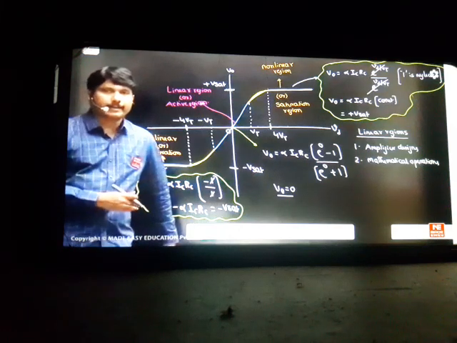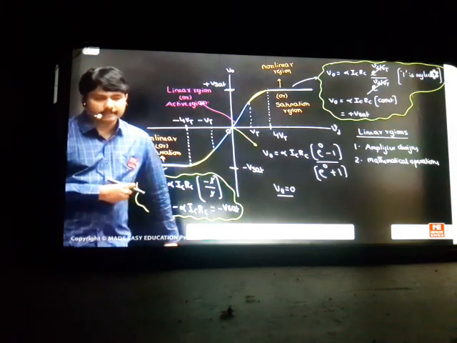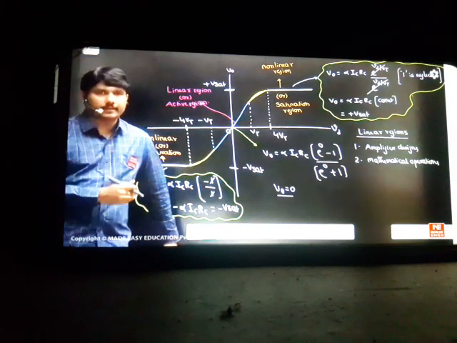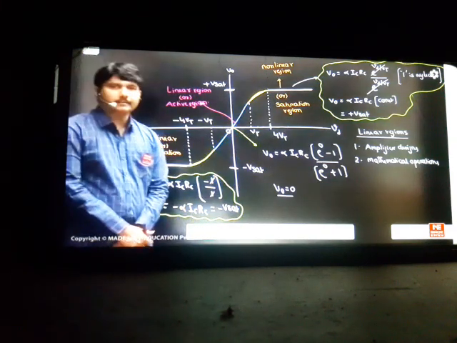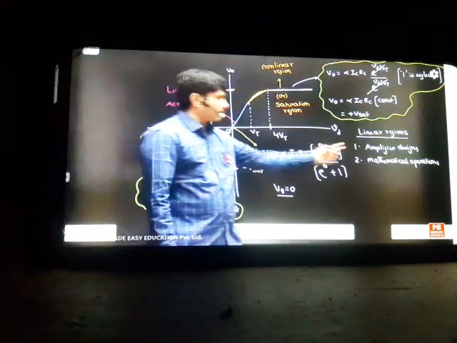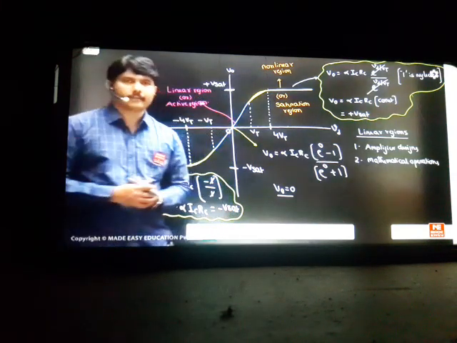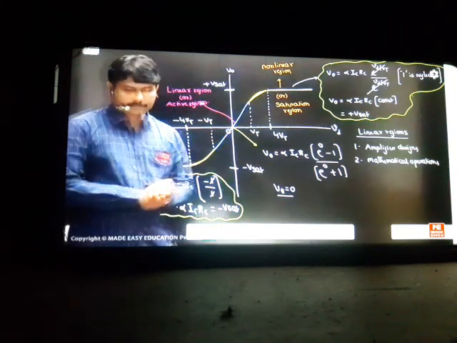There is one topic called linear region analysis, which we are covering first in the class. This region will be very close to 0, but the other regions are close to infinite side. Non-linears are close to the infinite side, linear is close to the zero side. So these two areas are the main areas in op-amps: one is mathematical operations and the other is amplifier designs.